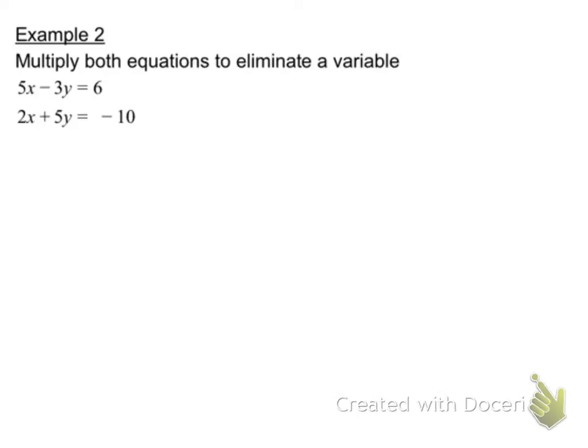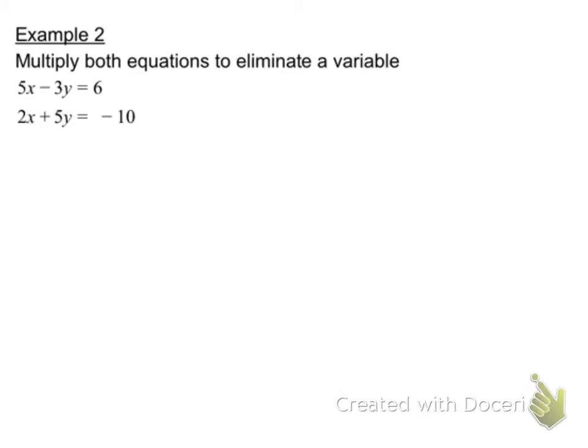Now, the whole idea, if I want to get rid of the x's, is to have a number that 5 and 2 both go into. Or if I get rid of the y's, a number that 3 and 5 both go into. That's what you would try to aim for. So what number do 5 and 2 both go into? 10. So that means I want it to say 10x and 10x. So actually not 10x and 10x. One of them should be negative. So your choice of which one you want to make negative.